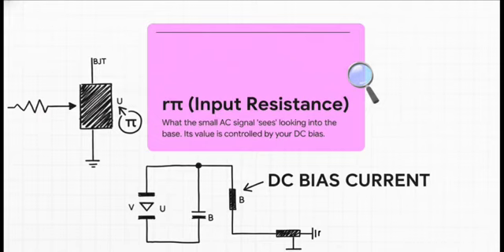So what is this mysterious new model? Well, it's actually pretty simple. It only has two parts. The first part is something called R pi, and yeah, that's pronounced R-pi. This is just the input resistance. It's what our tiny AC signal sees when it tries to go into the base of the transistor. And here's the super important part. Its value isn't some fixed number from a datasheet. No, its value is directly controlled by the DC bias current that we set up back in the DC universe.